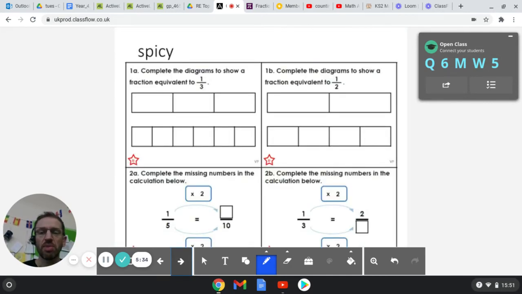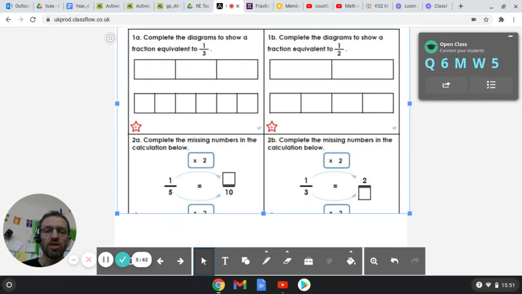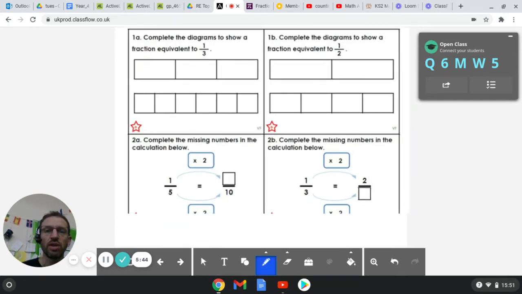Okay, today's spicy work. Apologies if the bottom of the screen is slightly missing. It should say, well, I can move it up a little bit. This should say times by 2. Not quite sure why that jumped off the screen. It wasn't like that earlier. Times by 2. So question 1A, 1B, question 2A, 2B.